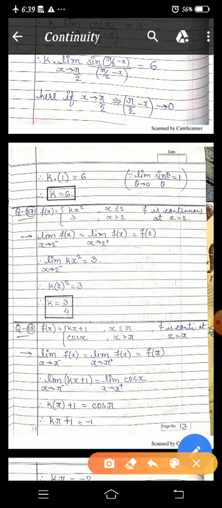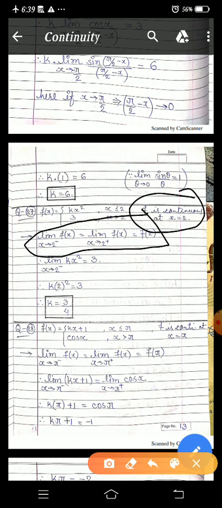See the next question. f of x is given here as kx square whenever x is less than or equal to 2, and f of x equals 3 whenever x is greater than 2. So here we can clearly see that the function is continuous at x equals 2. So the left hand side limit, right hand side limit, and value at that given point must all be the same.